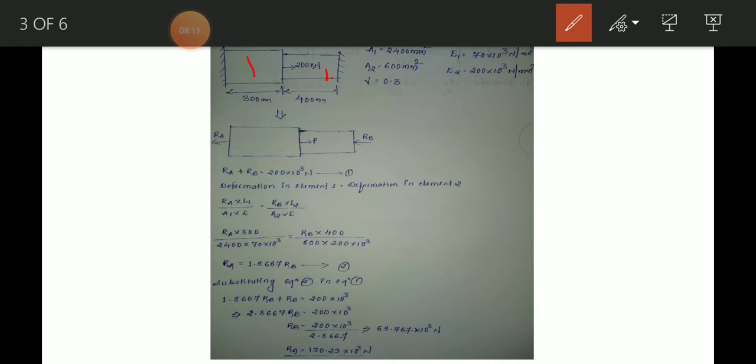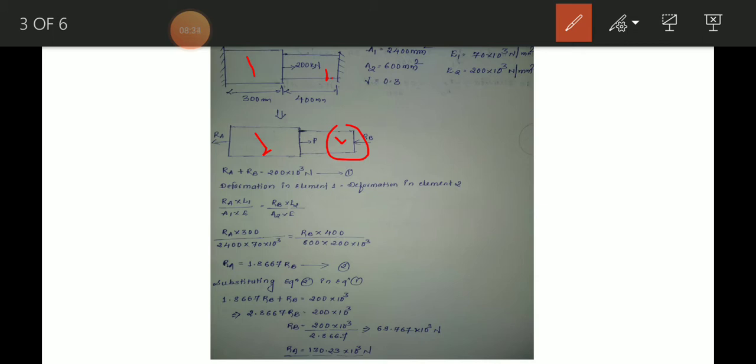200 into 10 raised to 3. Okay, RA plus RB equal to 200 into 10 raised to 3. Now deformation in section 1 equal to the deformation in section 2. Okay, you equate the deformation for both the sections.